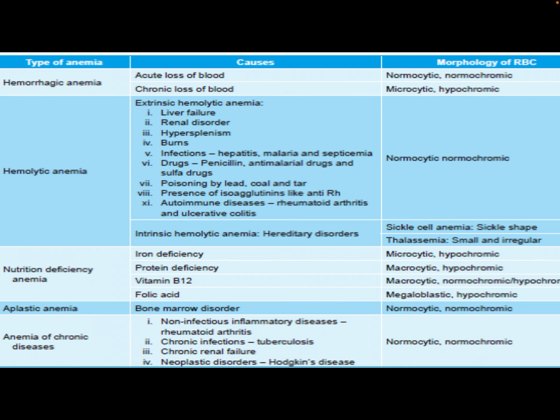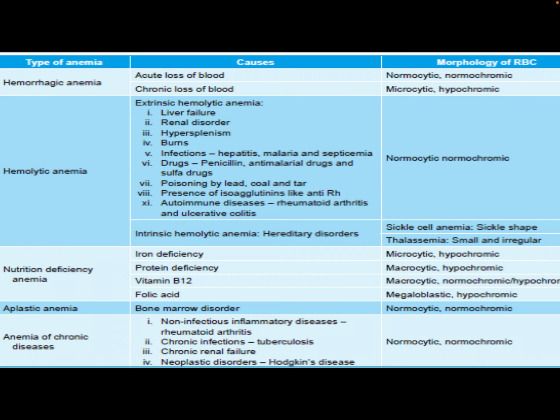The types are hemorrhagic, hemolytic, nutritional deficiency, aplastic, and anemia of chronic diseases. And the causes for hemorrhagic anemia are acute loss of blood and chronic loss of blood. For hemolytic anemia, the causes are liver failure, renal failure, and hypersplenism, and so on. And intrinsic hemolytic anemia is due to hereditary disorders such as sickle cell anemia and thalassemia.